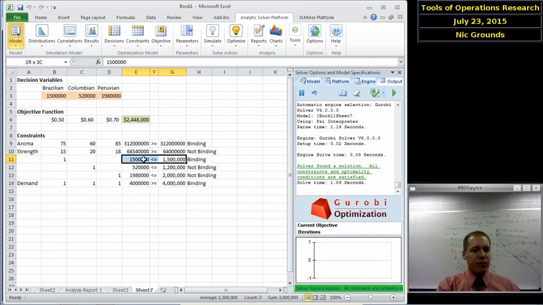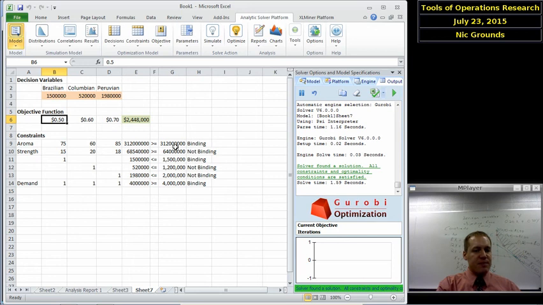Next constraint, we bought all the Brazilian beans we're allowed to buy, presumably because they have a relatively high aroma rating and they have the minimum strength, but they're also the cheapest. So we want to buy as many Brazilian beans as we can, because they give us a decent aroma and they're really cheap.